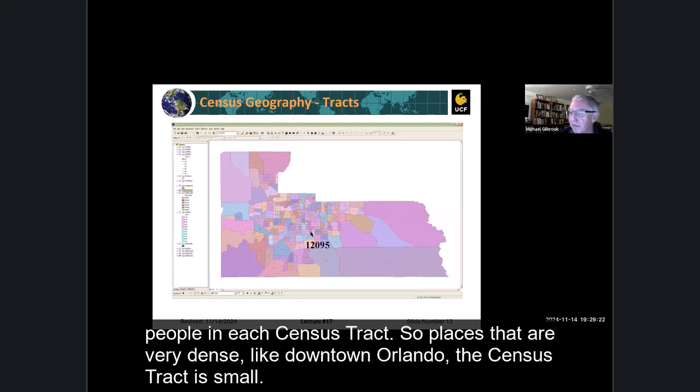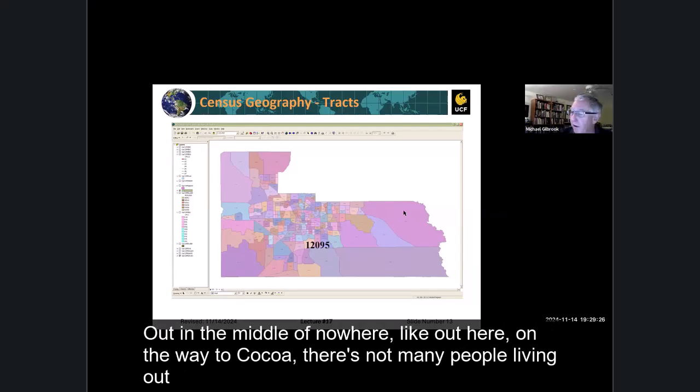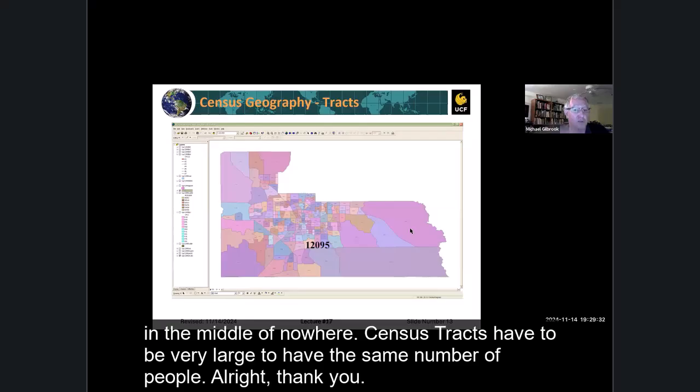So places that are very dense, like downtown Orlando, the census tract is small. Out in the middle of nowhere, like out here on the way to Cocoa, there's not many people living out there. Census tracts have to be very large to have the same number of people.